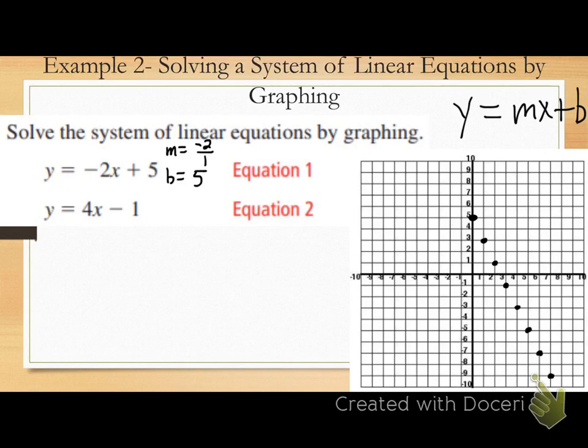If I want to get more points to the left of my y-axis, what do I need to do? I can change the signs of both my numerator and denominator and go the two completely opposite directions. Up 2, left 1. Connect my points, draw my arrows on my line. Questions on how I graphed equation 1?